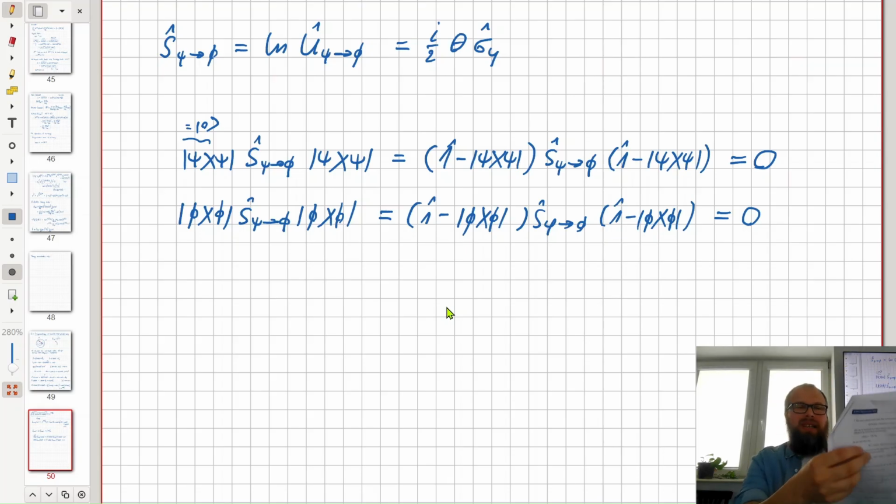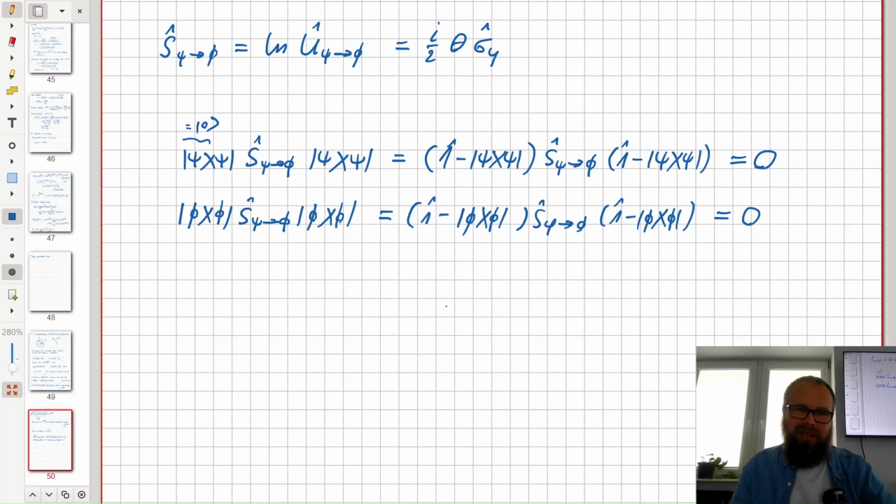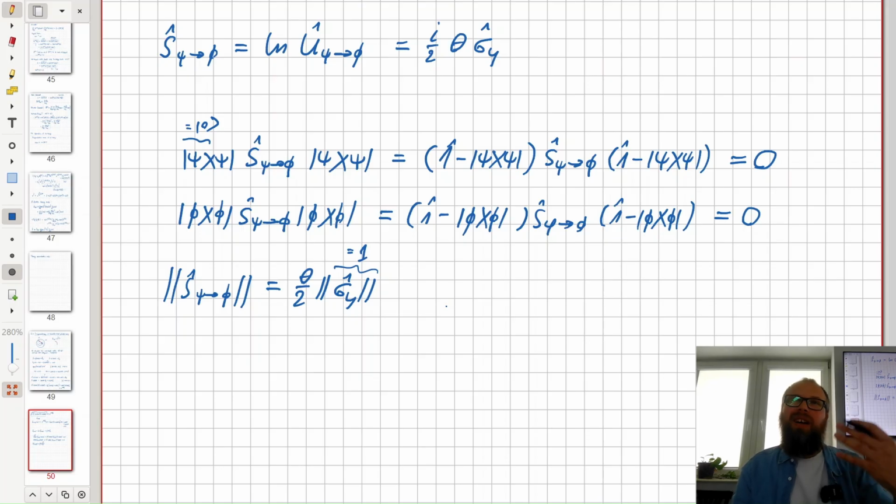So basically, you're writing down the matrix elements of sigma y in the psi phi basis. Yeah. And the other thing is that the norm of the generator is also small. It's bounded, right? Actually, we can calculate this easily. The norm of sigma y is 1, because its eigenvalues are 1 and minus 1, and the absolute value of the eigenvalues is 1. So it's actually theta over 2.